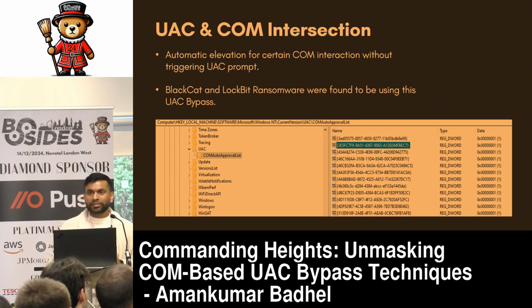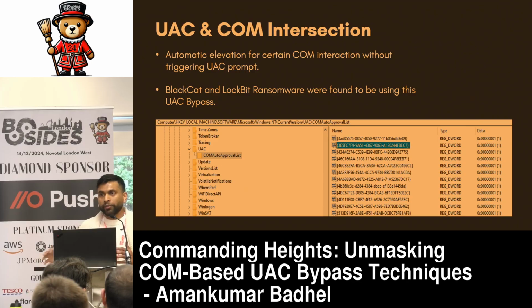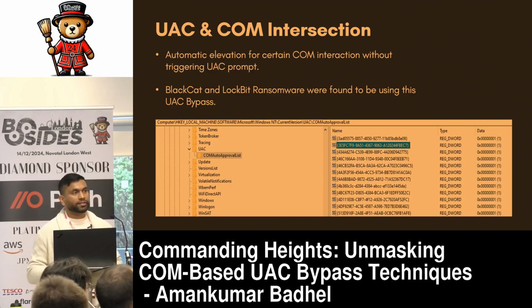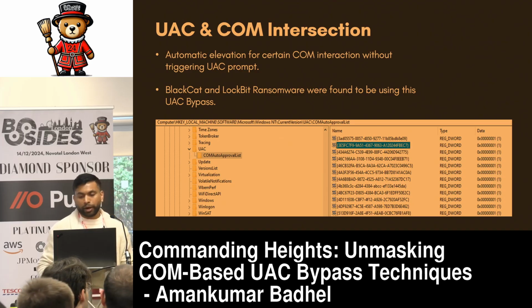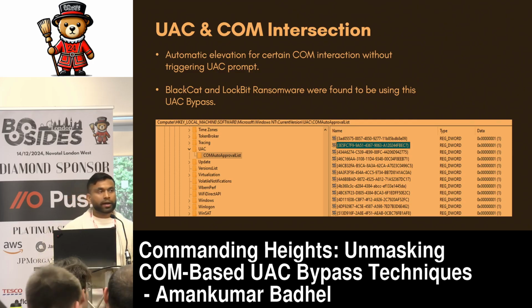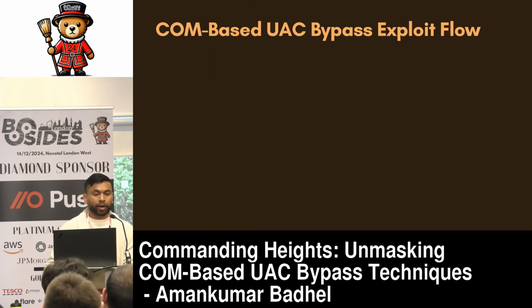Certain COM interactions are designed to support automatic elevation by default. That means specific tasks within a COM object can be executed with elevated privileges without prompting for a UAC. The only constraint is that the client should be a system trusted binary or a Microsoft signed binary. This particular registry key is strictly managed by Windows to prevent any unauthorized modification. In the wild, BlackCat and LockBit ransomware were found to use these kinds of COM-based UAC bypasses.